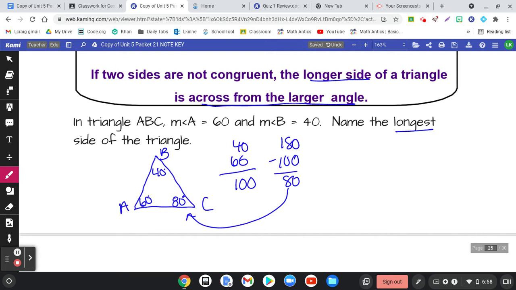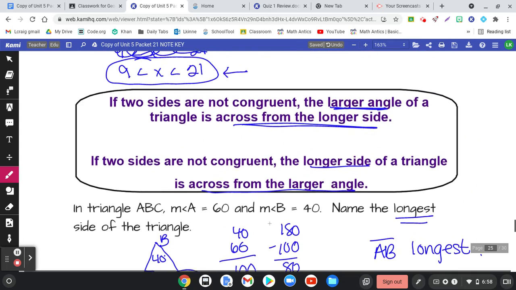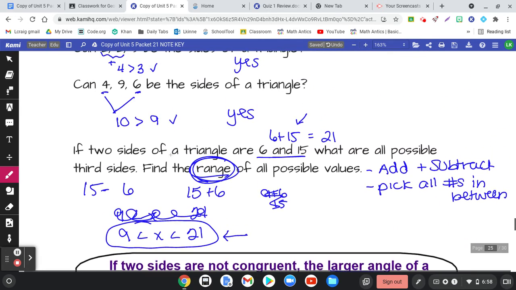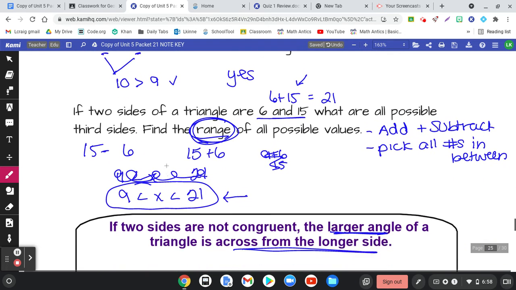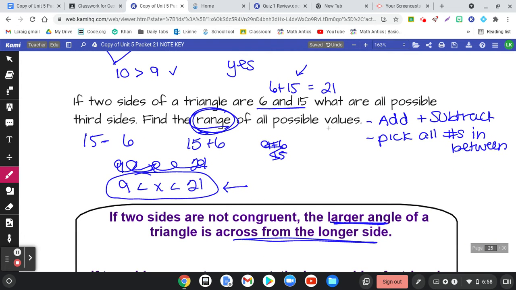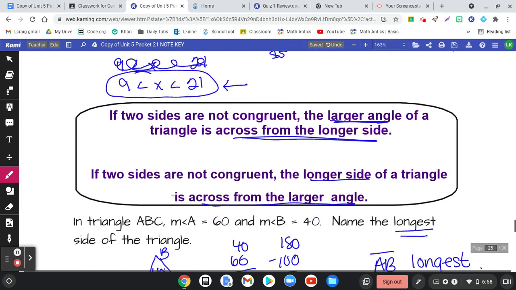So what's our longest side? It's going to be across from the biggest angle, just like the hypotenuse is across from the right angle. So side AB is the longest because, again, it's across from the biggest angle. So 3 important things there. The two smaller sides have to add up to be larger than the third. If you want to find the range of all possible values and they give you 2, subtract them, add them, and pick everything in between.